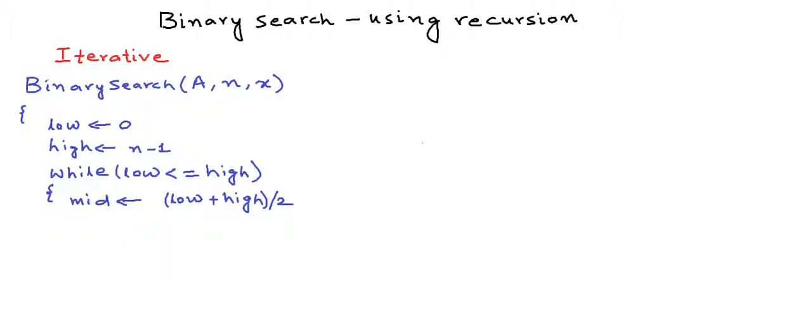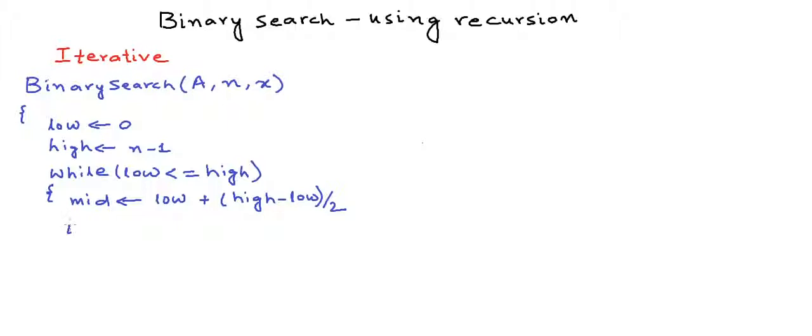It's a better practice to calculate mid as low plus (high minus low) upon 2, which is the same thing except that we are not calculating low plus high. Sometimes low and high individually are within the range of an integer variable, but high plus low overflows the range or limit of an integer variable.